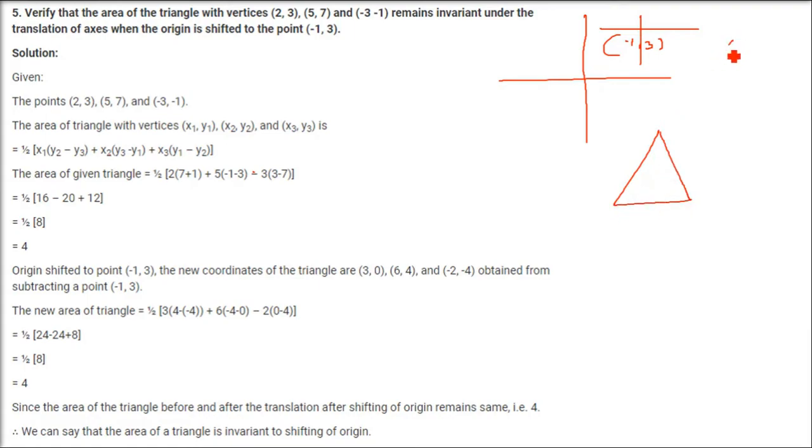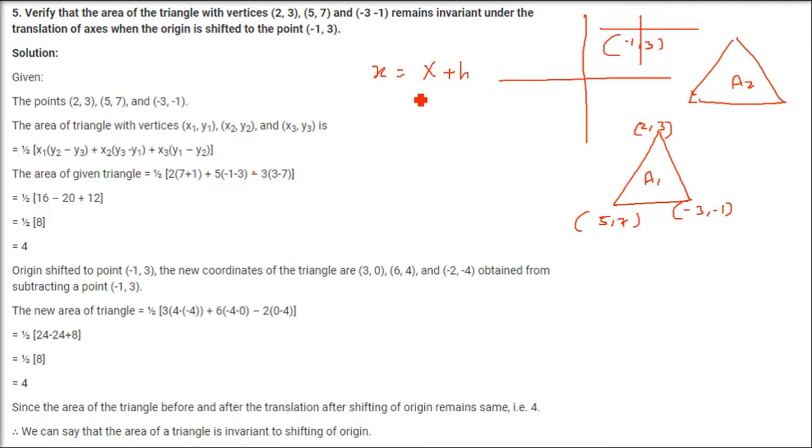I don't know where the triangle is. It can be anywhere. Now this triangle is also being shifted. Now when the triangle is shifted with respect to the new coordinate system, are the areas of these two equal, or do they become different? We have to show that they are equal. They are invariant. So this is the initial coordinates: (2, 3), (5, 7), (-3, -1).